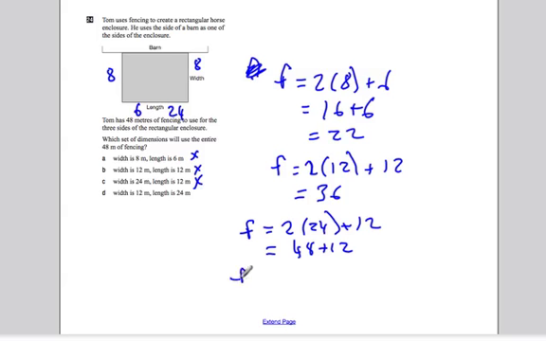For the last one, F is equal to 2 times 12 plus 24, and 2 times 12 is 24. 24 plus 24 is 48. So the answer is D.